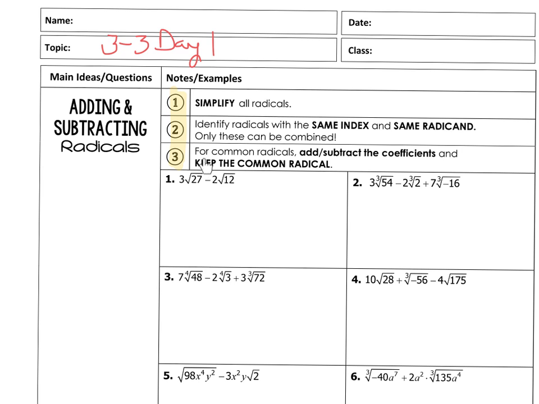And so that's what this is saying here. For common radicals, which are the same index and same radicand, the number underneath the radical, you just add and subtract the coefficients, that number in front, and then you keep that common radical. It doesn't change. So here we go.